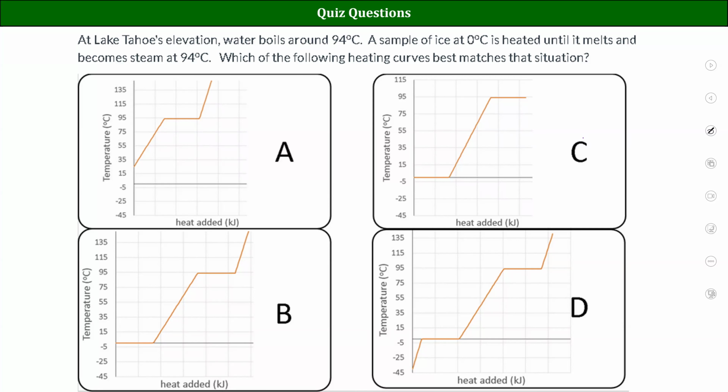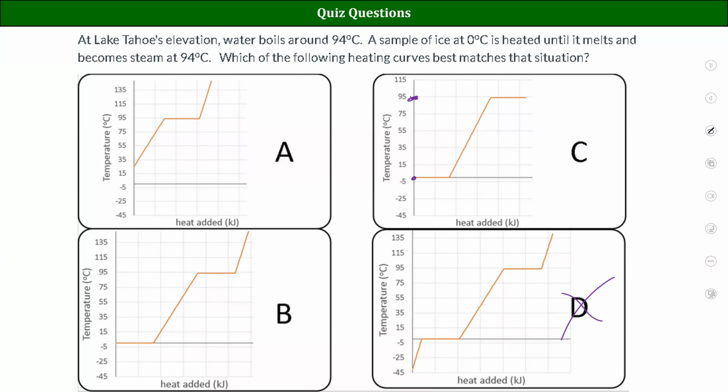C. How'd you get there? Because we start at 0, so it's not D where it starts below. And then since we're just measuring until it becomes steam at 94 degrees Celsius, we're not measuring beyond that point. So it would be C. So we're starting at 0 and we're ending at 94. And we're starting with the phase change and ending with the phase change.